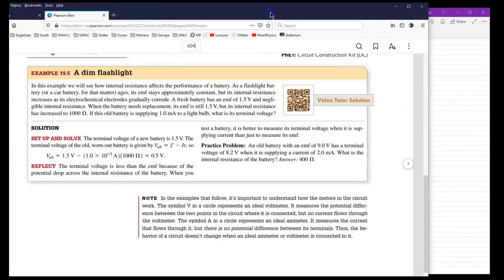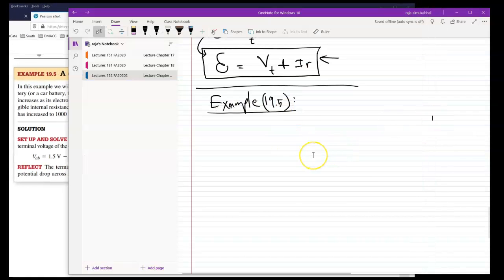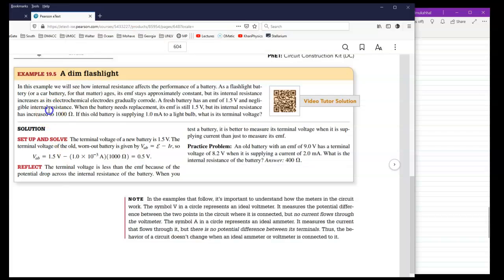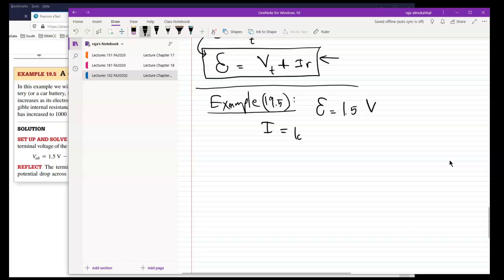All right, so let's write down what's given to us. So he says the EMF is 1.5 volt. And he said the current in the battery is 1 milliamp right there. So that will be 10 to the negative 3 amp. That's the current. And then the internal resistance, small r, is 1000 ohm. Okay.